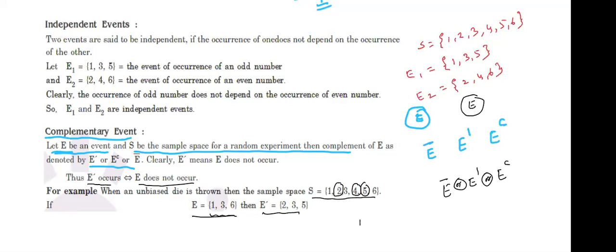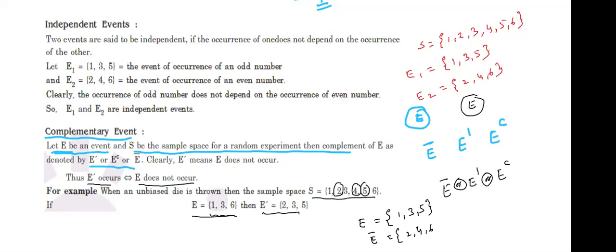Or go to another example. Take the event E as the event of getting an odd number. Odd number means 1, 3, 5. This is E. Then what is E complement? E complement is the event of getting an even number, the opposite: 2, 4, 6.